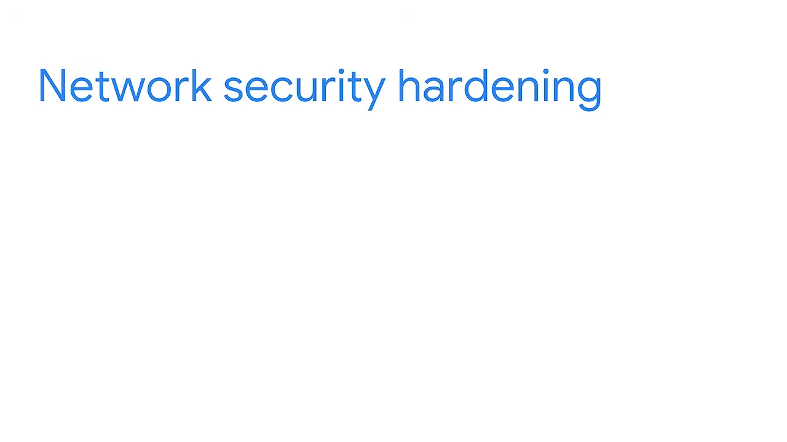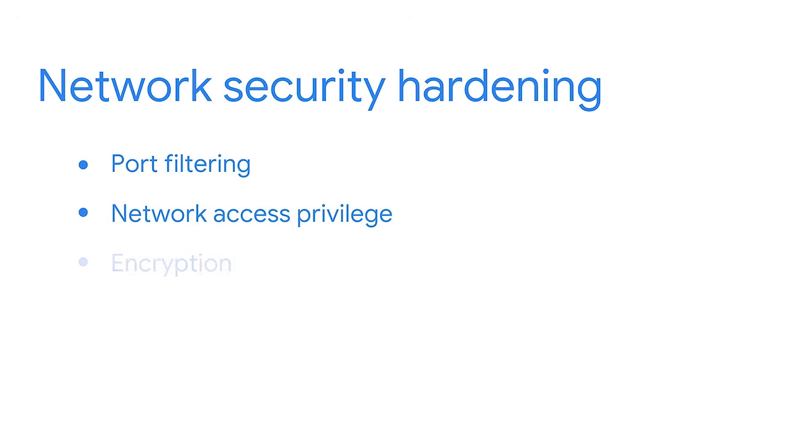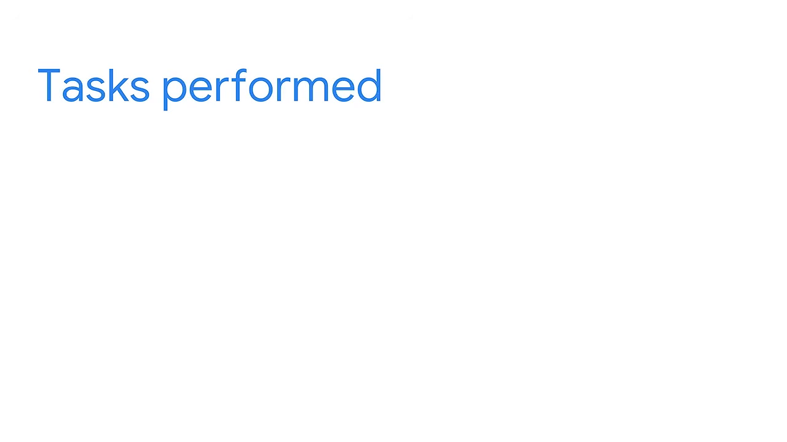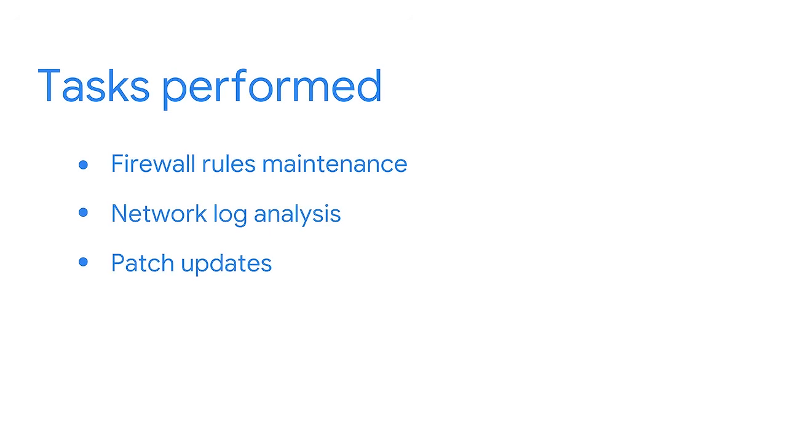Earlier, you learned that OS hardening focuses on device safety and uses patch updates, secure configuration, and account access policies. Now we'll focus on network hardening. Network hardening focuses on network-related security hardening, like port filtering, network access privileges, and encryption over networks. Certain network hardening tasks are performed regularly, while others are performed once and then updated as needed. Some tasks that are regularly performed are firewall rule maintenance, network log analysis, patch updates, and server backups.